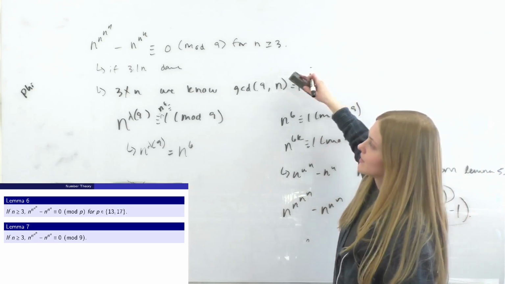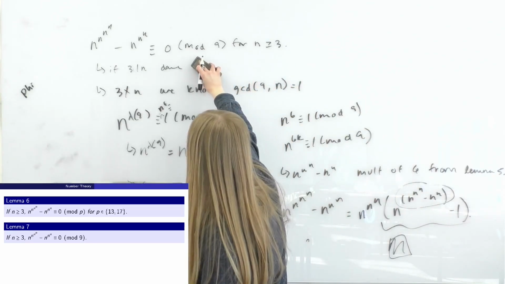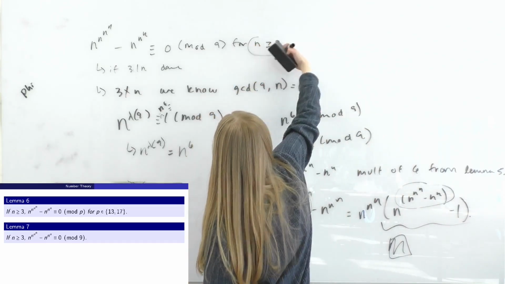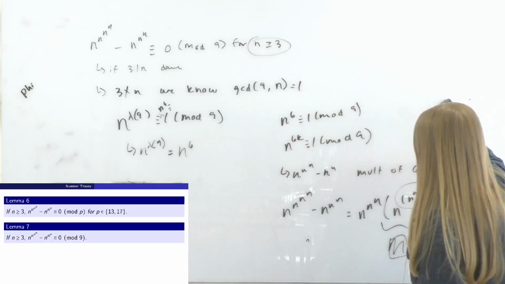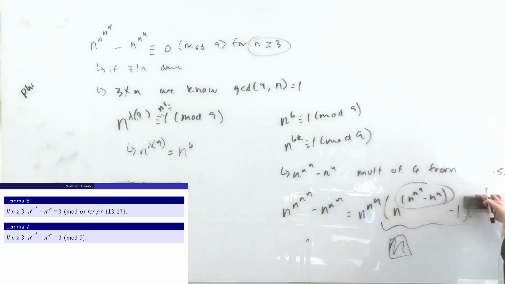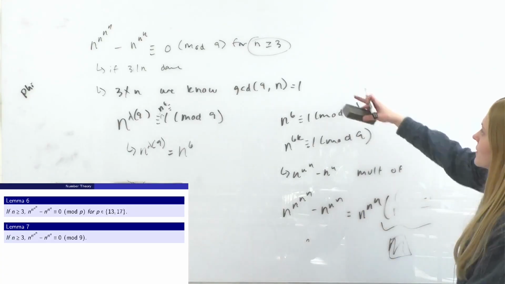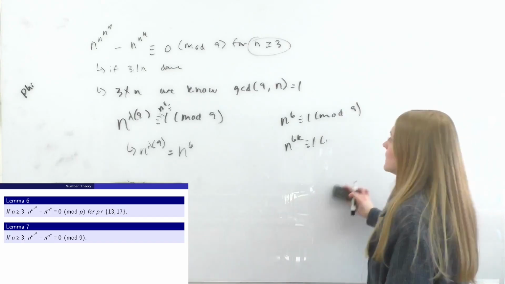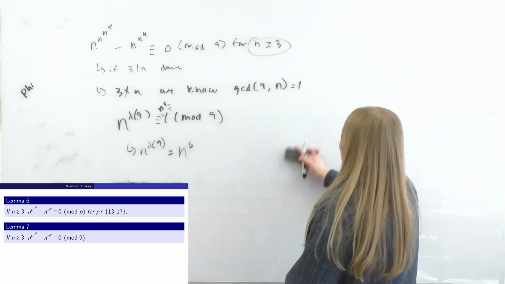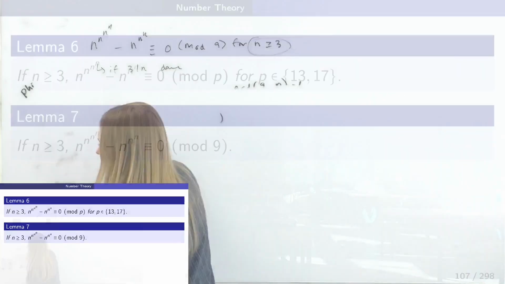Maybe you don't remember. We have to be careful because of where we're going with this, foreshadowing. We need this n greater than 3, and we need 9. All right, let me erase this, and then we'll go to the next slide.